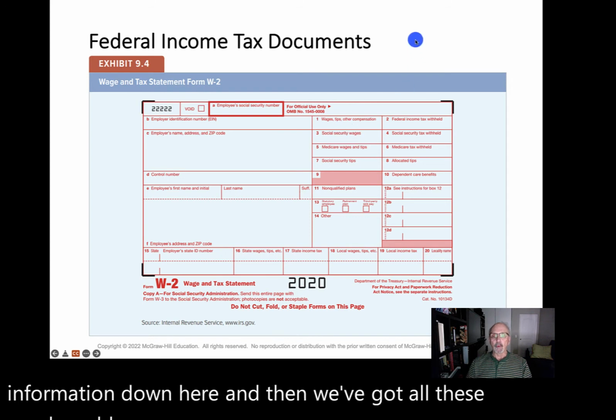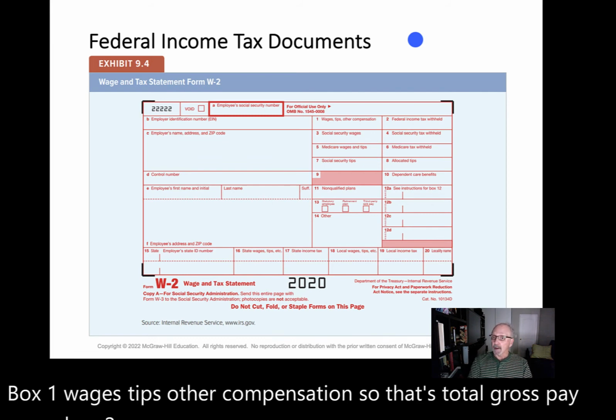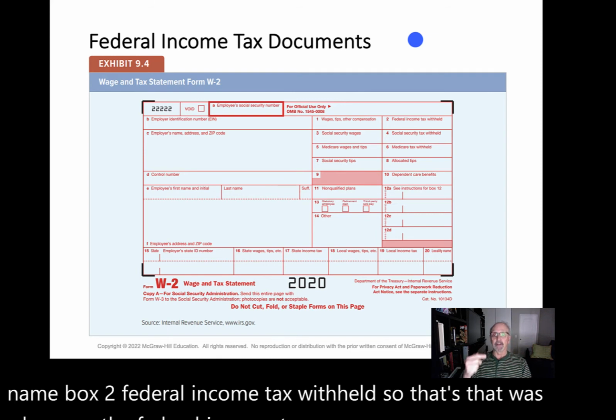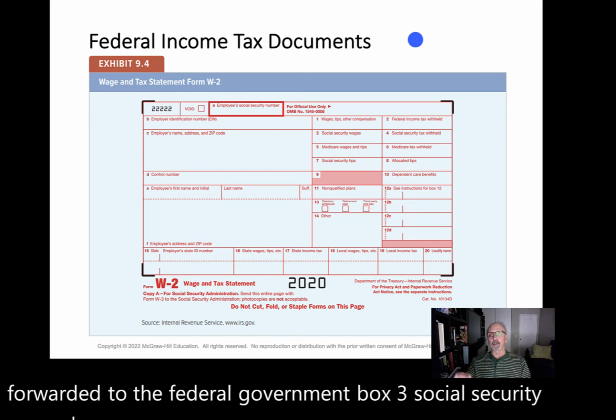Box number 1, wages, tips, other compensation. So that's total gross pay. Box number 2, federal income tax withheld. So that was where the federal income tax that was deducted and forwarded to the federal government. Box number 3, Social Security wages. Box number 4, Social Security tax.